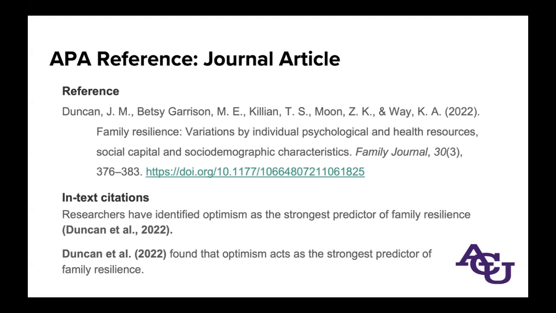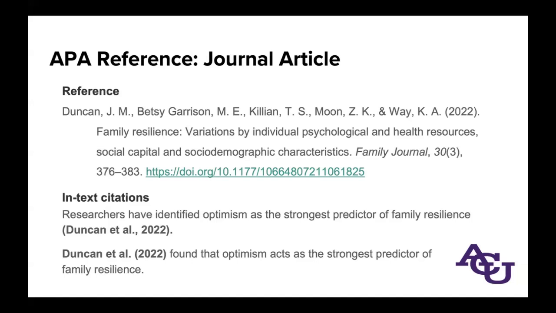Sentence case, again, means that we capitalize the first word of the title and the subtitle and any proper nouns or adjectives. Here we just have a title and a subtitle, no proper word forms. So I've just capitalized the F in family and the V in variations.